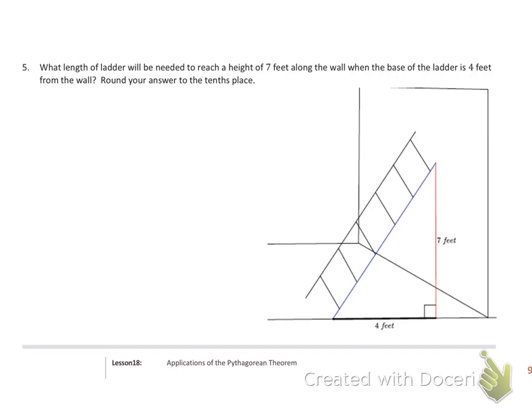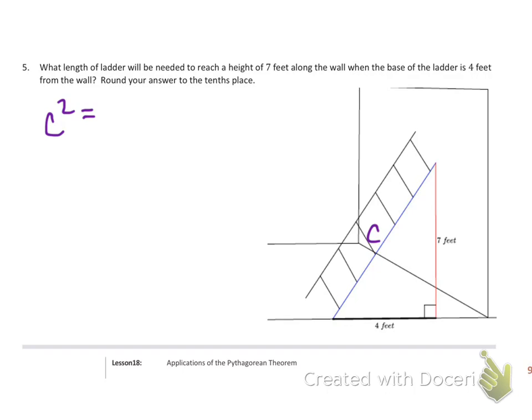Okay, one more application before you work on your problem set. What length of ladder would be needed to reach a height of 7 feet along the wall when the base of the ladder is 4 feet from the wall? Round your answer to the tenths place. I think we did problems similar to this back in module 2 or 3 when we were doing the Pythagorean theorem. So they've done the hard part here, which is to label the diagram for you. So here's the ladder leaning up against the wall. We need to reach 7 feet. So how long do we need this ladder to be to do that?